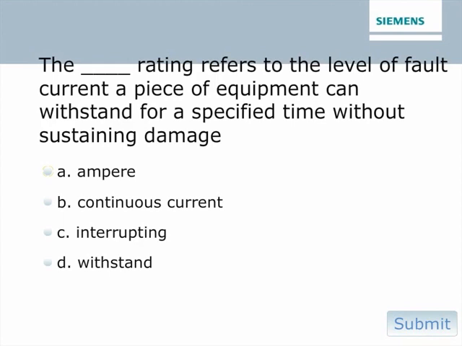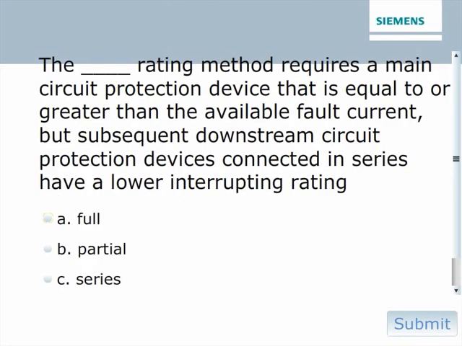Question 4. The blank rating refers to the level of fault current a piece of equipment can withstand for a specified time without sustaining damage. Is it A, ampere, B, continuous current, C, interrupting, or D, withstand? Question 5. The blank rating method requires a main circuit protection device that is equal to or greater than the available fault current, but subsequent downstream circuit protection devices connected in series have a lower interrupting rating. Is it A, full, B, partial, C, series, or D, none of the above?